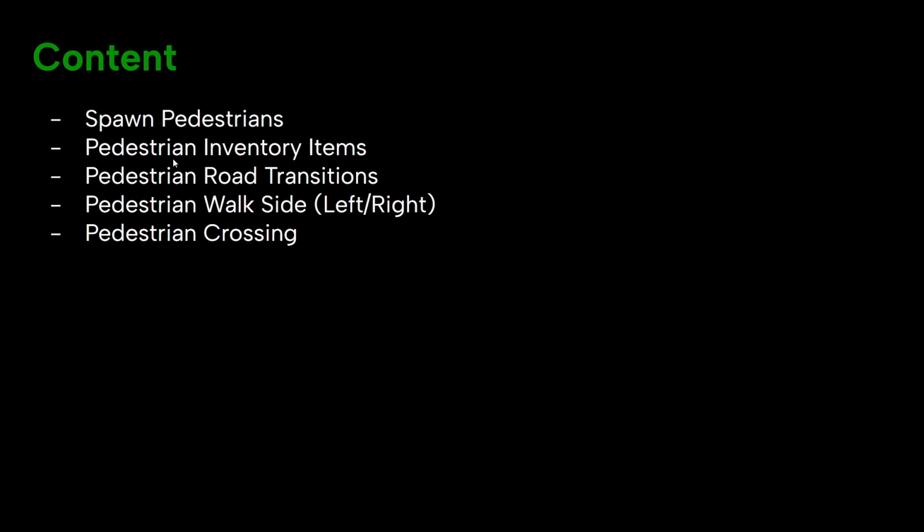And the pedestrian road transition is another essential thing, which means when multiple roads exist, or within the intersection, pedestrians can decide to make a turn onto that specific road or make a transition to another road. And the pedestrian walk side, which means a pedestrian can decide to walk on either the left side or the right side of the road. And then let's take a look at the pedestrian crossing, which is a place where pedestrians can cross the road to the other side. Okay, so let's take a look into the implementations.